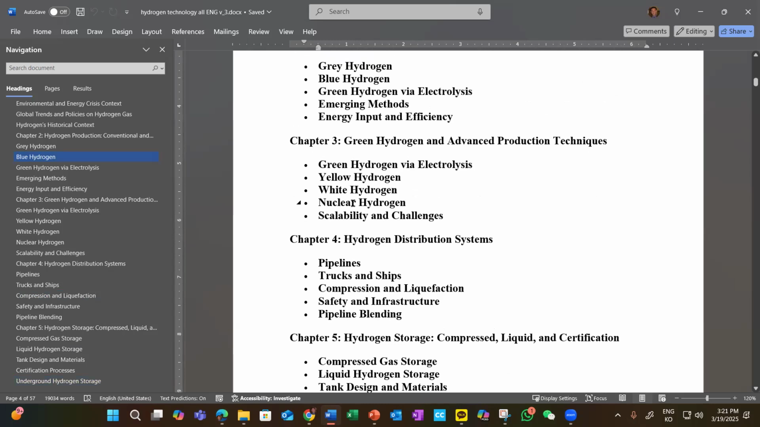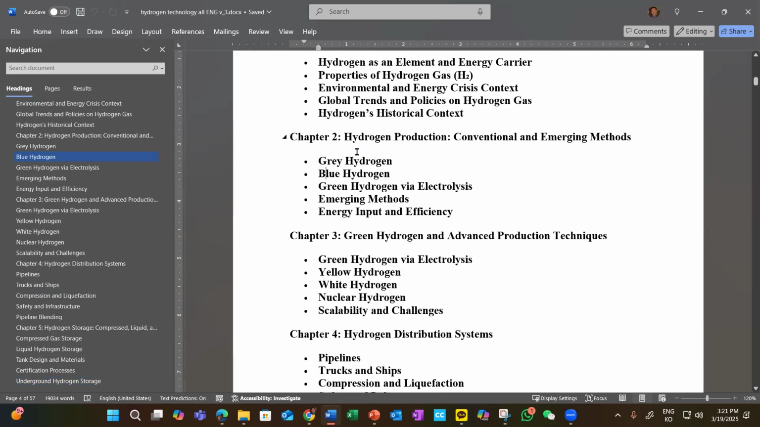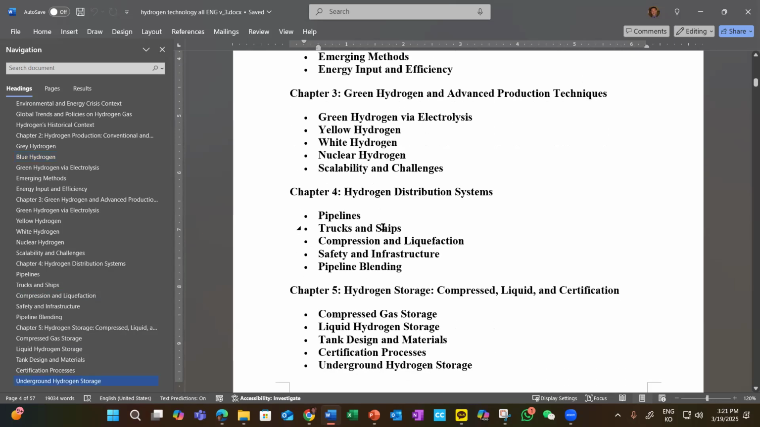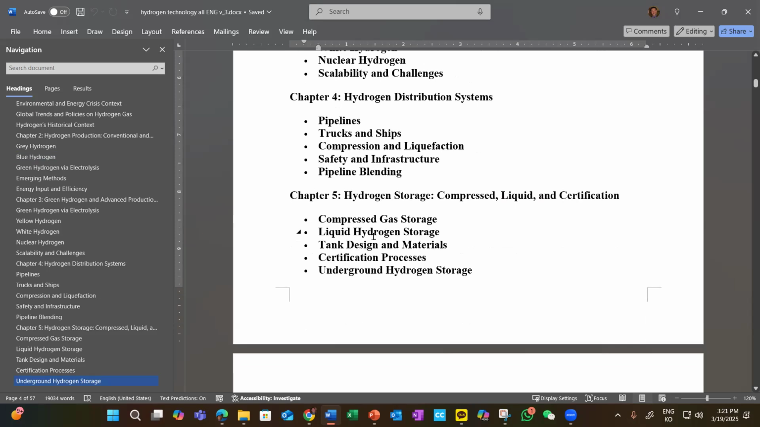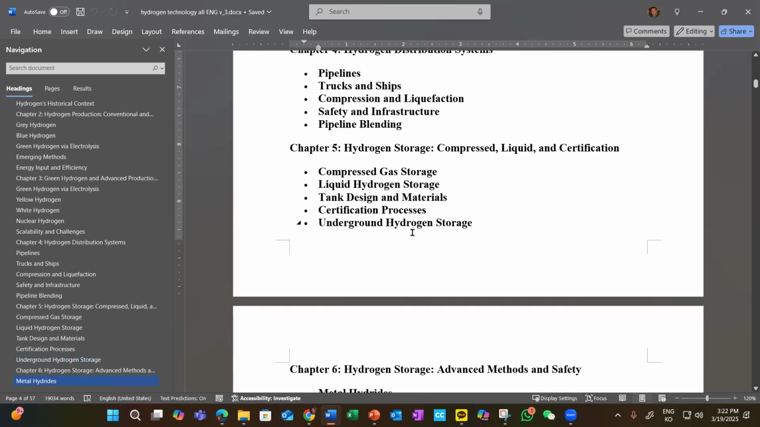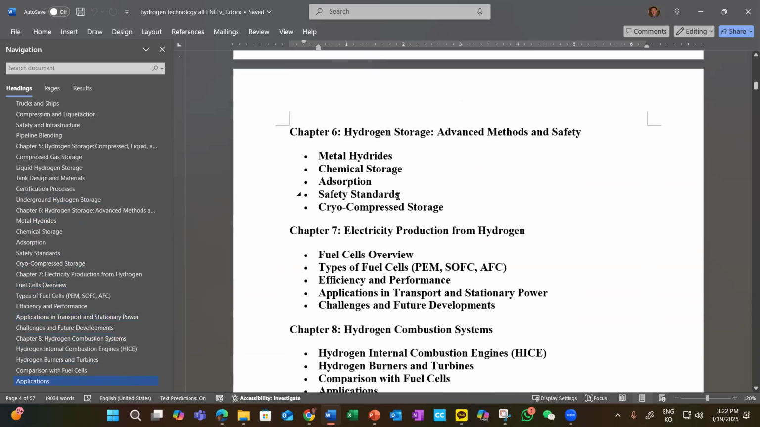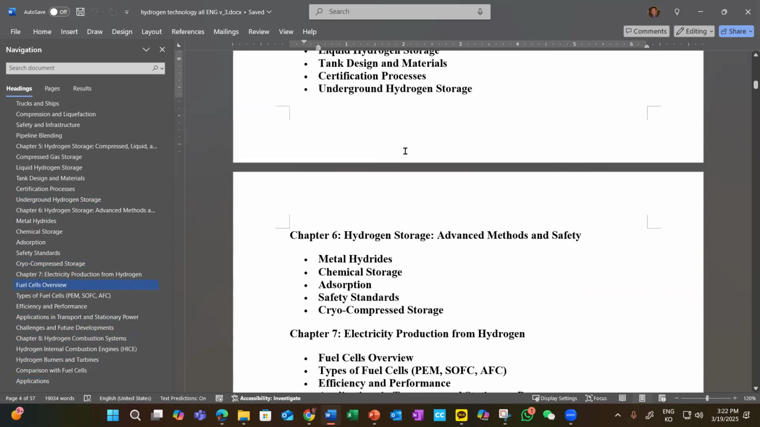Okay, once we cover how to produce hydrogen, the next chapter will be how to distribute hydrogen, using pipelines, trucks, ships, and so on. And chapter 5 is how to store hydrogen gas, either compressed or liquid, and so on. And chapter 6 is another advanced method of hydrogen storage, not just compressed gas or liquid.